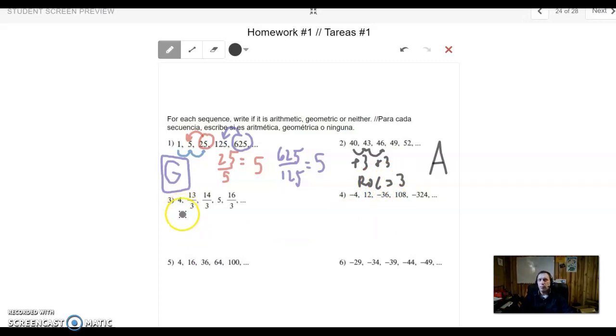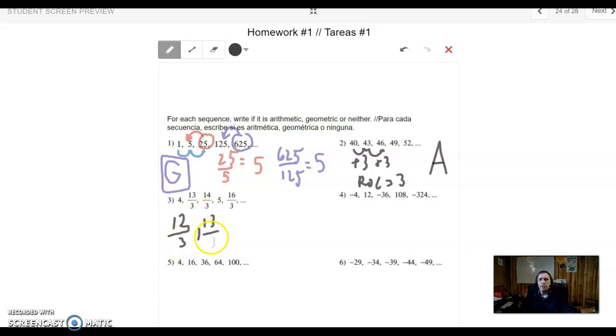Ooh, this next one is a tough one. I saw a lot of people make some mistakes on this from people who already completed the homework. 4 1/3, 4 2/3, 5, 5 1/3. A lot of you see a fraction and you just say it's geometric or neither. But what if I rewrote 4? I could rewrite that as 12 over 3. 12 divided by 3 is 4.